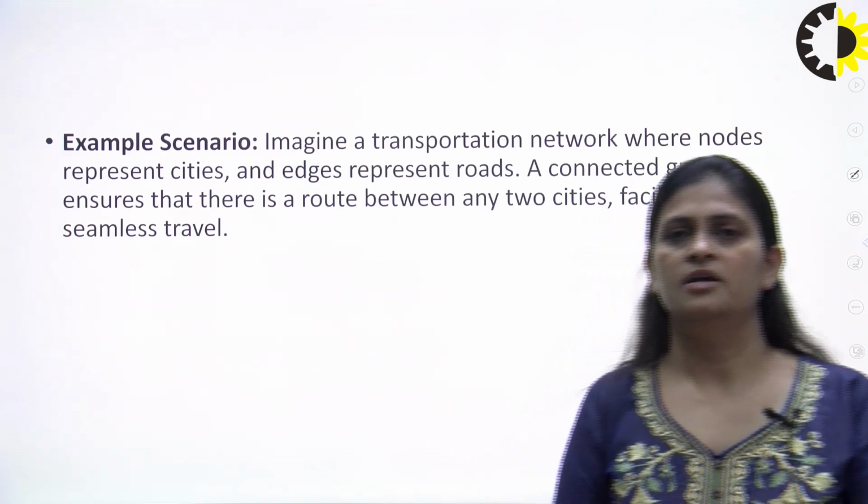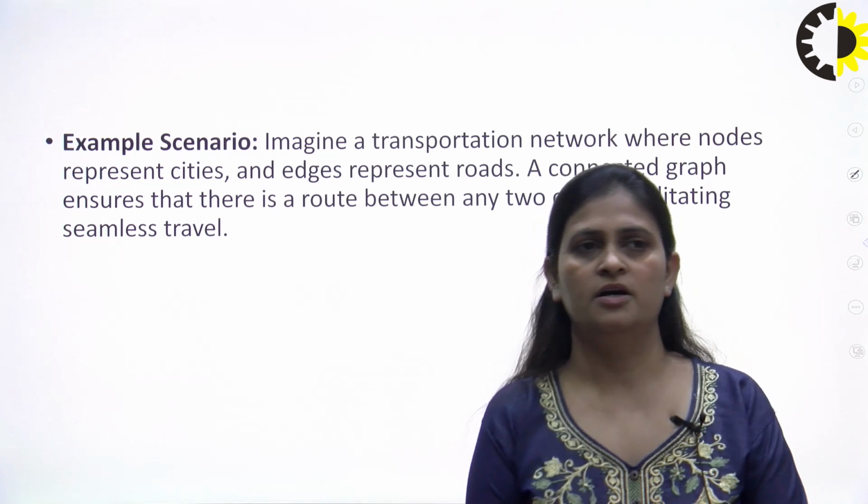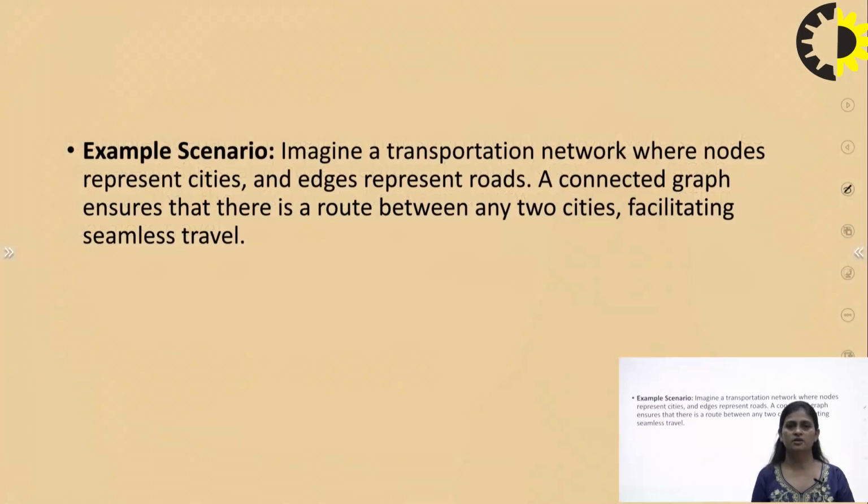An example of a connected graph: imagine a transport network where nodes represent cities and edges represent roads. A connected graph ensures that there is a route between any two cities, facilitating seamless travel. You can imagine the cities as nodes, and the edges between two vertices we call the road map.